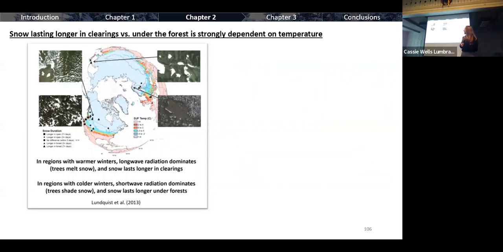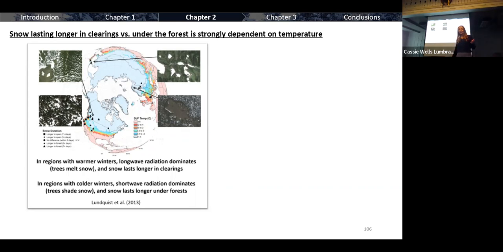Whether or not snow lasts longer in the clearings versus under the forest is actually strongly dependent on temperature. So Jessica's 2013 paper, this is just a summary note: if we're in warmer regions with warmer winters, then the trees are going to melt the snow. And if we're in regions with colder winters, then the trees are going to shade the snow. So you'll have snow last longer in the forest.